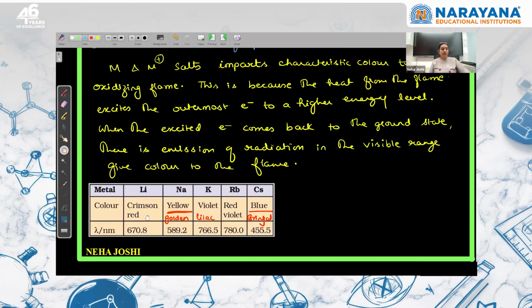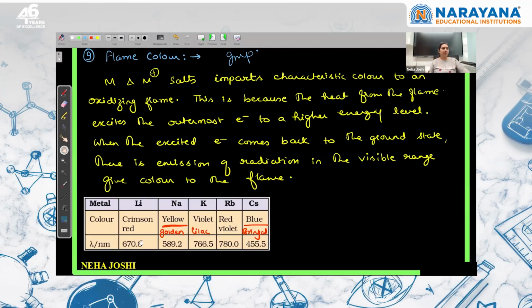Okay? Lithium, crimson red. Sodium, specifically golden yellow or yellow. Potassium is lilac or violet. Rubidium is mentioned to be reddish violet. Cesium is more towards blue. That is the brinjal-like blue we get in cesium. So just memorize the colors. They are important when questions are asked about these things.